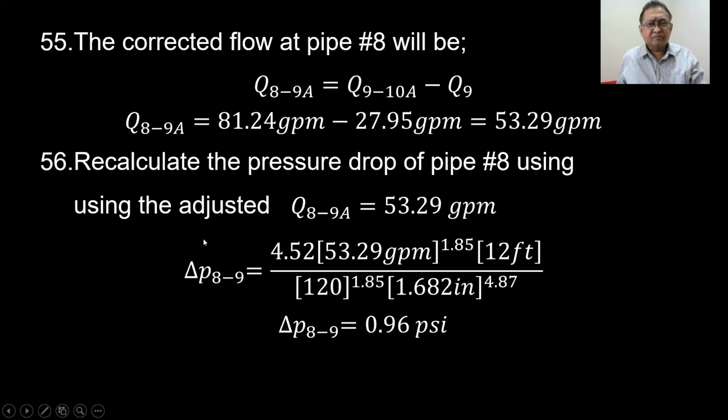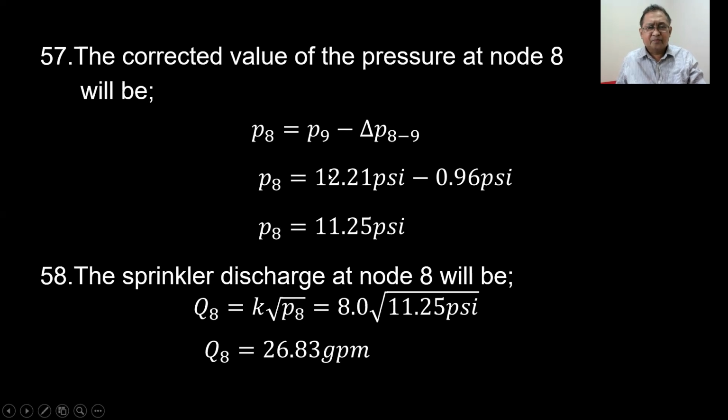So the corrected flow at pipe number 8 will be equal to 81.24 minus 27.95. The result will be 53.29. So recalculate the pressure drop of pipe number 8 using the flow of 53.29 GPM, and the result will be 0.96 PSI. And again, we are going downstream, so we subtract this value from P sub 9, 12.21 minus 0.96, and the resulting value for P sub 8 will be 11.25.